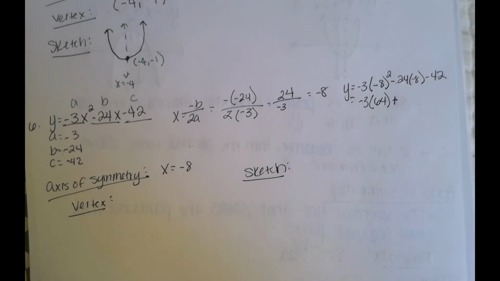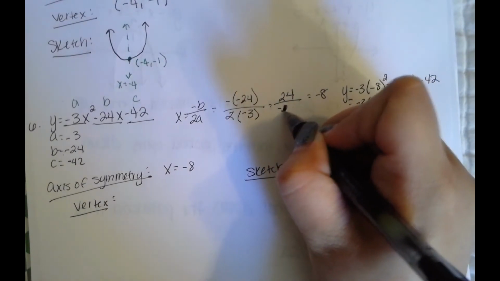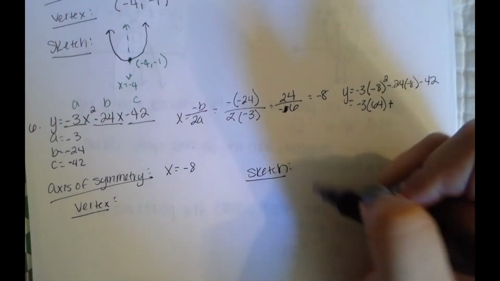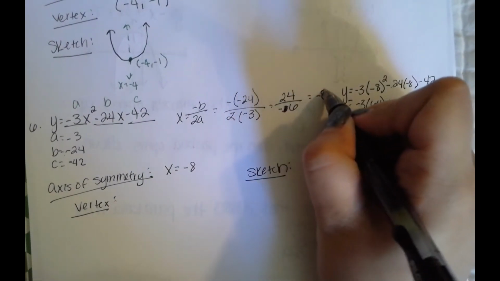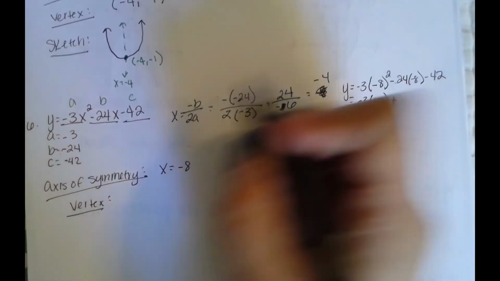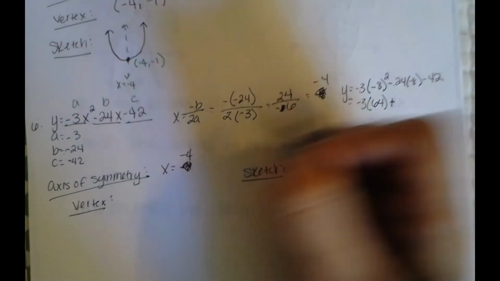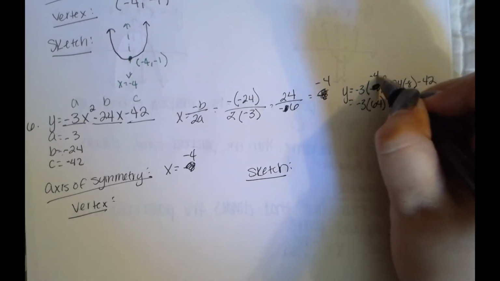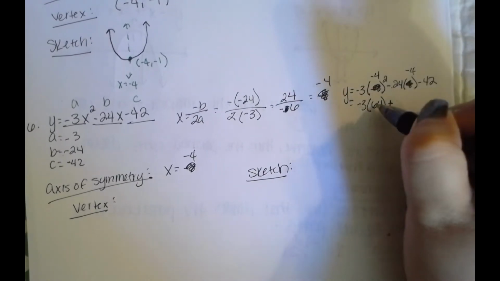This is supposed to be a 6. 2 times a negative 3 is 6. 24 divided by negative 6 is a negative 4. So this would be a negative 4, and this is going to be a negative 4. So this is going to be a positive 16.